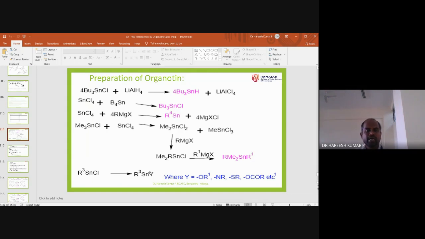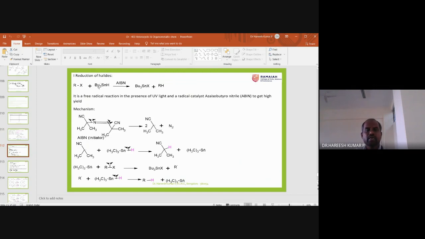The next slide will give you the reactions of organotin compounds. So look here, this is the one. I think you are aware of the reduction of halides, the conversion of organohalide, otherwise haloalkane or haloarene, to the hydrocarbon. So here what is important is that RX is converted into RH. RH is a hydrocarbon, RX is a haloalkane or haloarene.